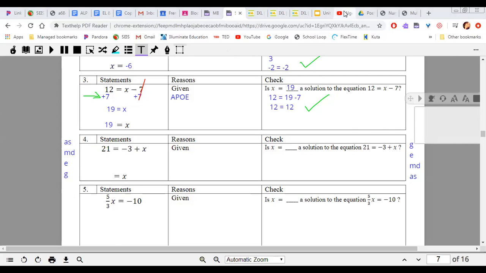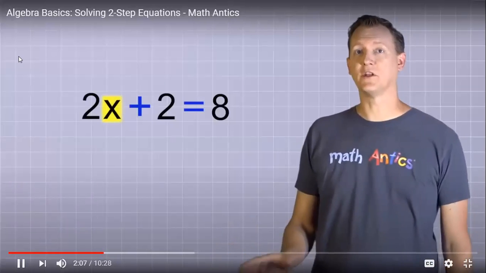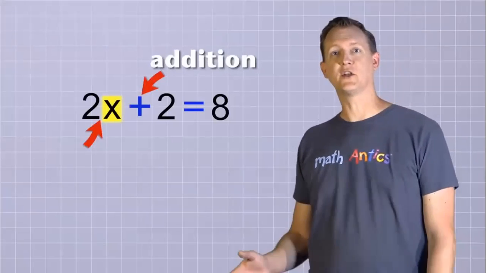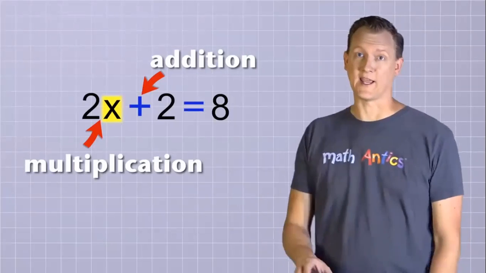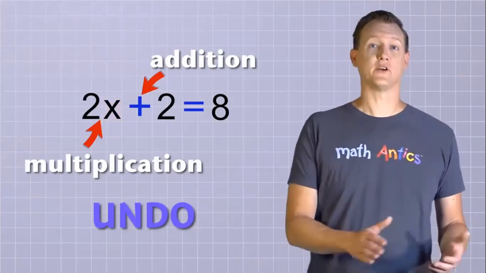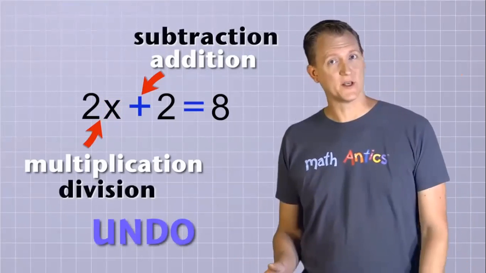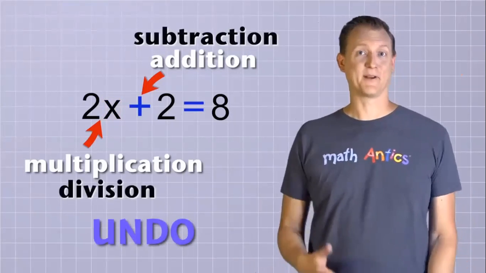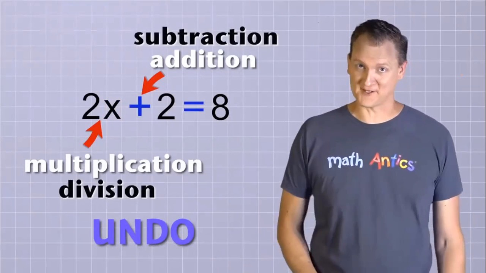So back to our video. The unknown value, x, is involved in two different operations, addition and multiplication, which is implied between the 2 and the x. And to undo those two operations, we need to use their inverse operations, subtraction and division. But the question is, which one should we do first? Like many things in life, the order we decide to do things in can make a big difference.